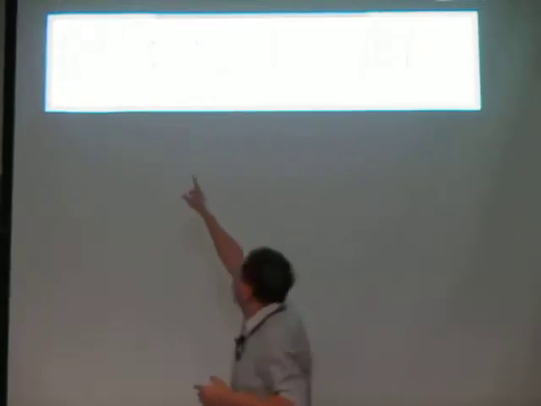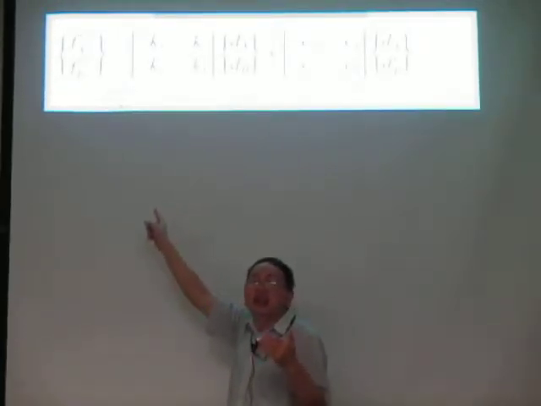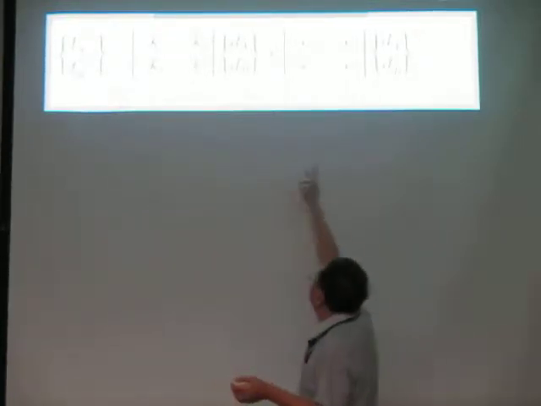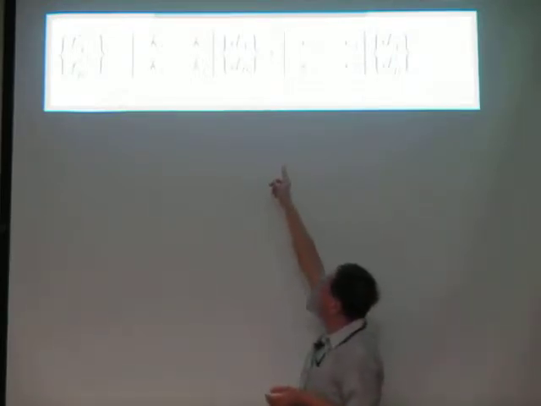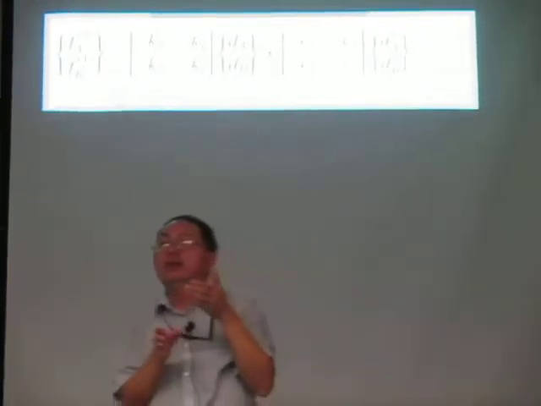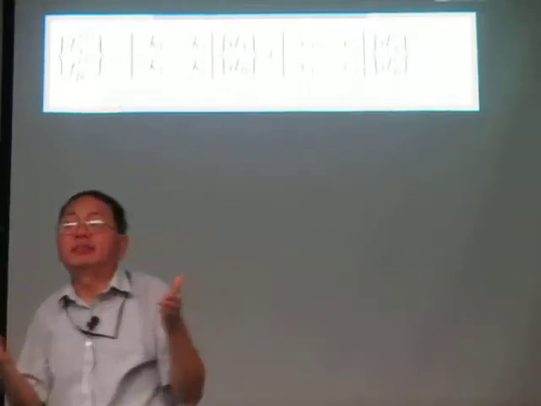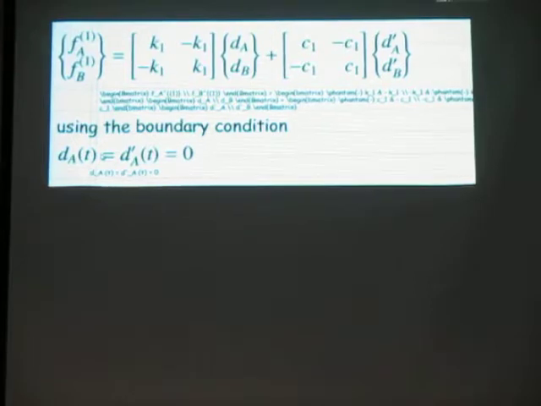Okay? Now this matrix here has a name. It's called the stiffness matrix. Okay, get used to that terminology. That's used in finite element. Now this is called the damping matrix. The first column, dA and dB, is the matrix of the displacement, and the column of dA prime and dB prime is the matrix of the velocities. Okay, in plural.